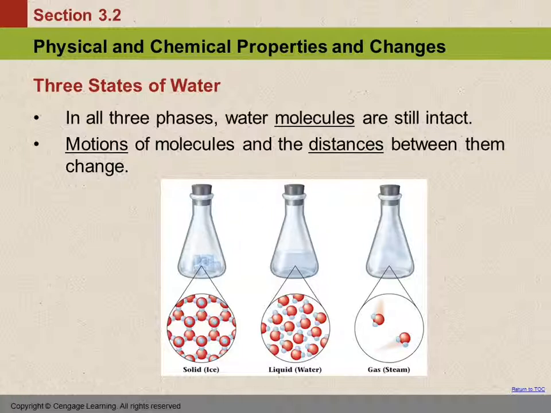So let's re-examine those states. In all three states of matter, and sometimes they're called phases and states, we just kind of use those words interchangeably. In all three phases or states of water, the molecules are intact. And we've seen this picture before. But here we have these little molecules that look like little Mickey Mouse heads. And these molecules are the same as these molecules, as the same as these molecules. The difference is the motions and the distances between them.